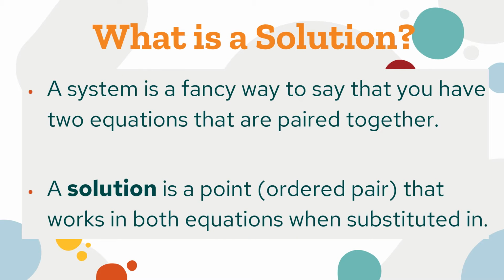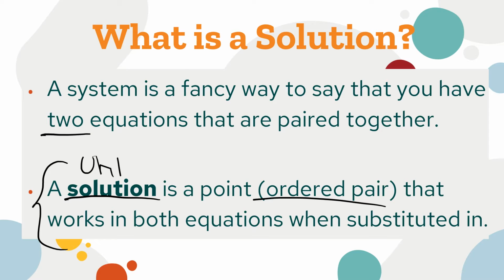A quick review from our previous lesson. A system is just a fancy way to say that you have two equations, possibly more, we're going to stick to two, that are paired together. And our goal is to find the solution. Now, we've had solutions that were perfect ordered pairs. They worked in both equations. But today, this is going to be unique. We're going to have a certain situation that happens, and we're going to talk about what that means.